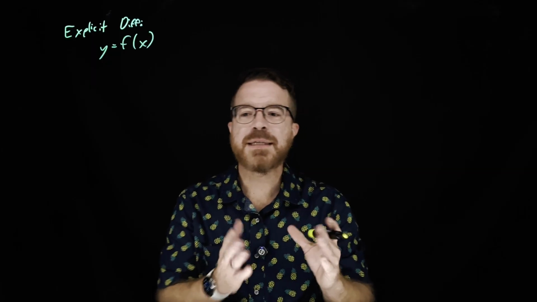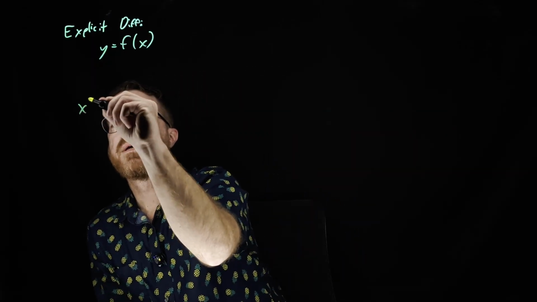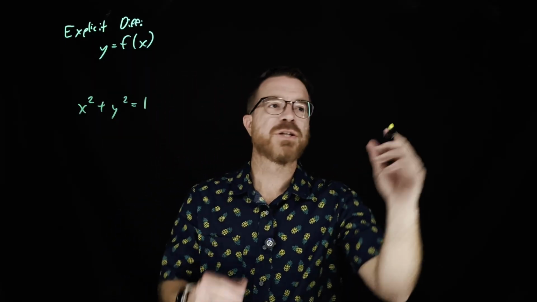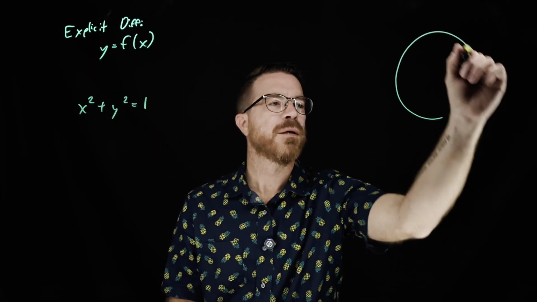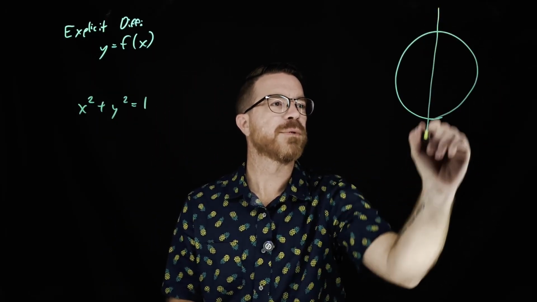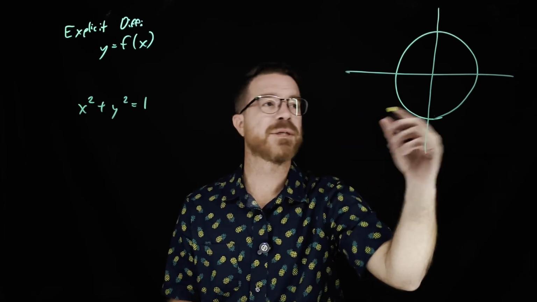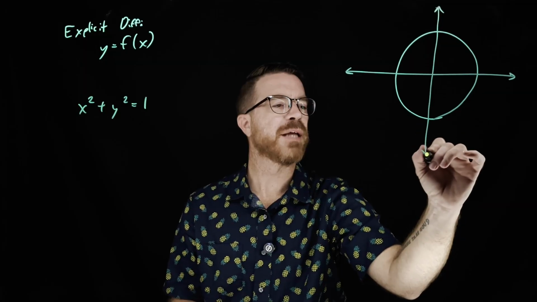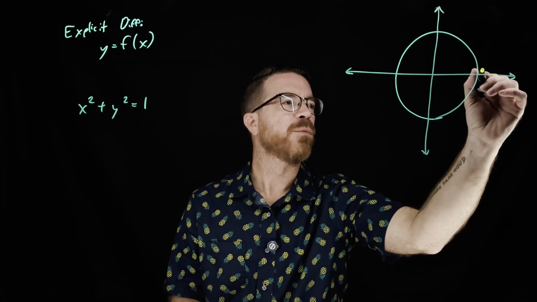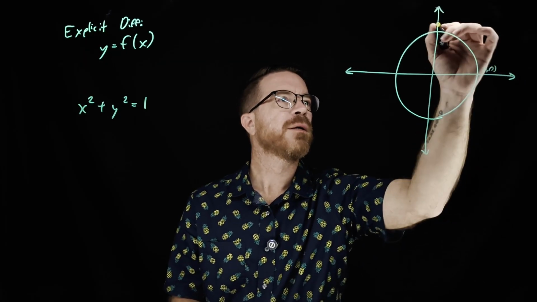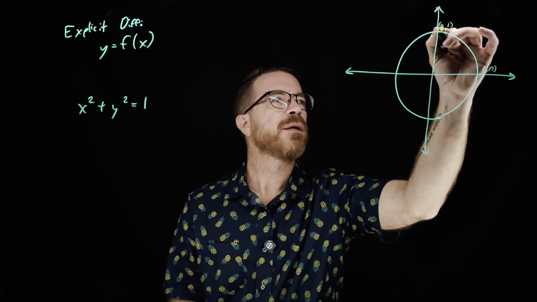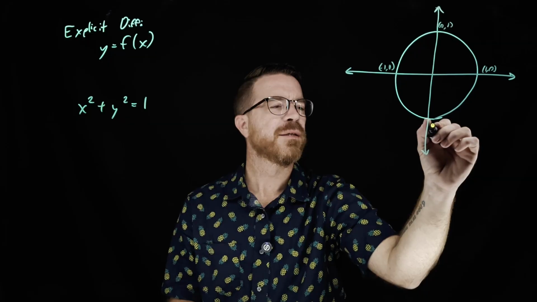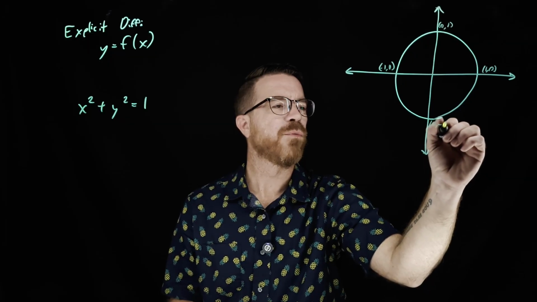For example, let's say that we have x squared plus y squared equals 1. And this is just going to be a circle. Right, so it's a circle that is centered at 0, 0, and it has a radius of 1, meaning that it crosses at 1, 0, 0, 1, negative 1, 0, and 0, negative 1.